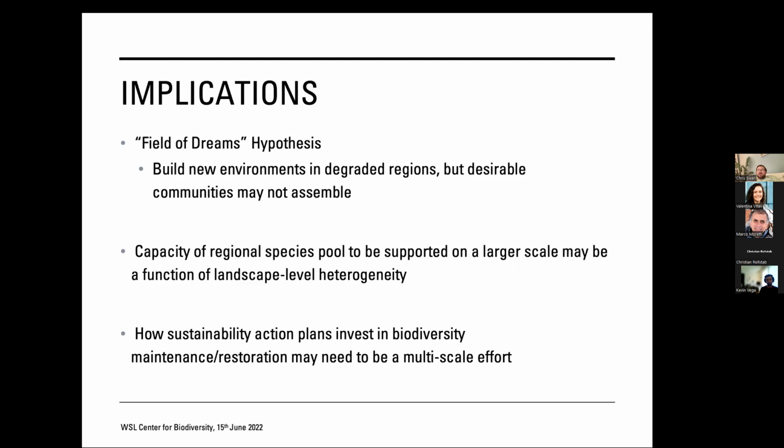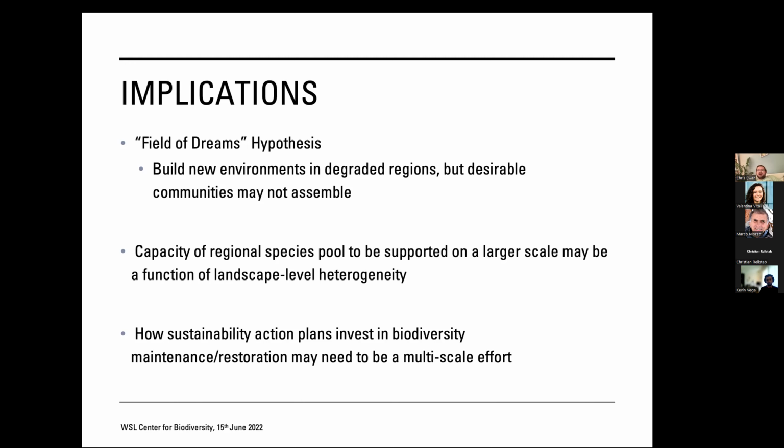So what are the implications for both pieces of this work? One is the field of dreams hypothesis, this idea that if you build a habitat, they will come. If you build new environments in degraded regions, desirable communities may not assemble because they simply aren't there. And so when you spend the money and find out that they fail, it could be that the animals just aren't there to colonize. It may not be that you did a poor job.